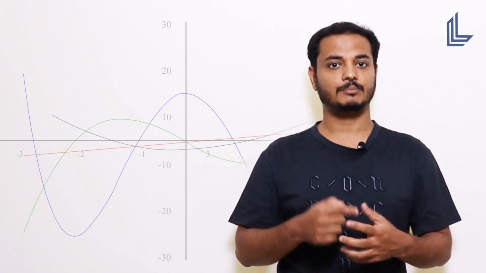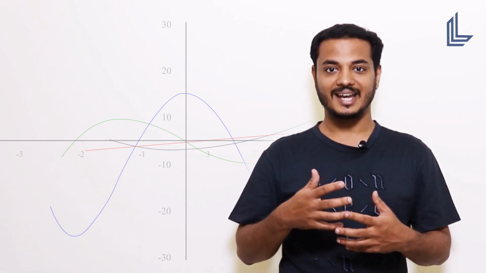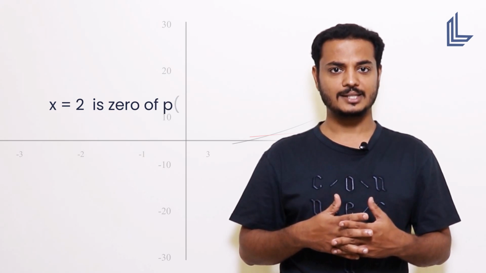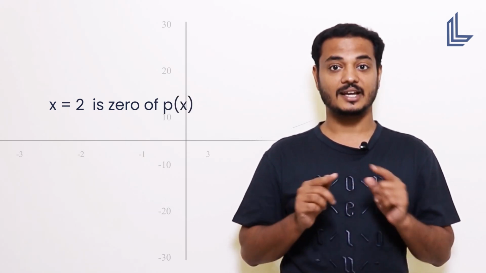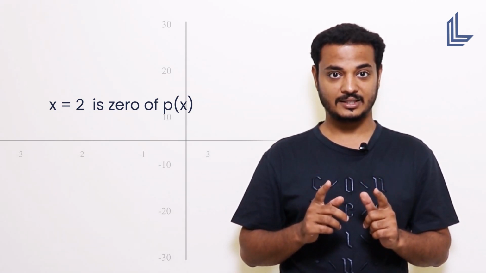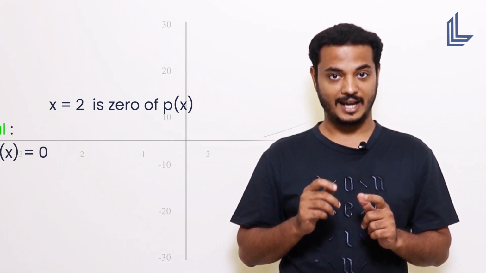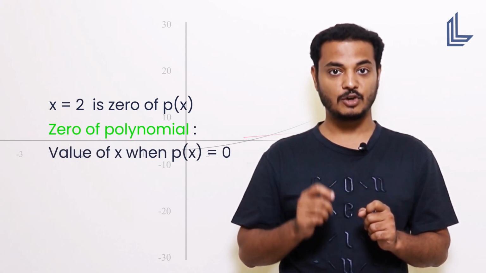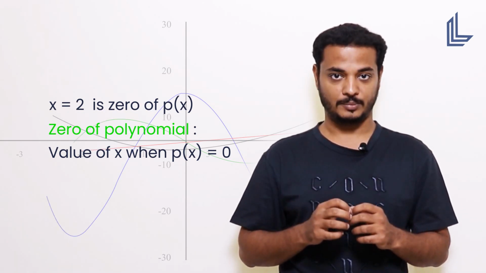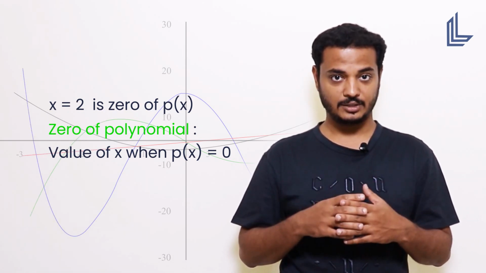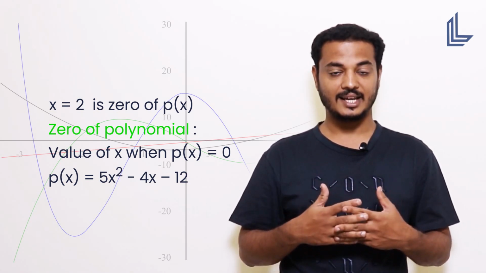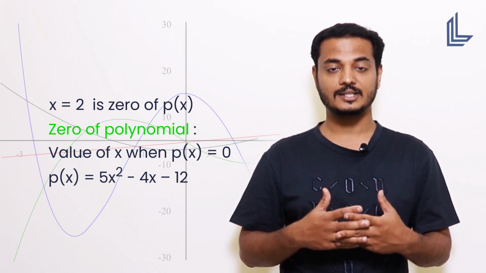But let's come back to this important result. When x is equal to 2, you got the value of this polynomial as 0. Now this is a very important result. What does it mean? The value of x at which p of x becomes 0 is called 0 of a polynomial. So for this expression 5x squared minus 4x minus 12, we say that x is equal to 2 is the 0 of a polynomial.